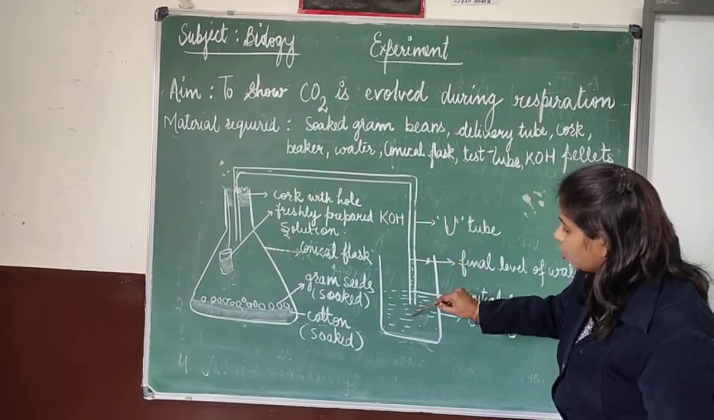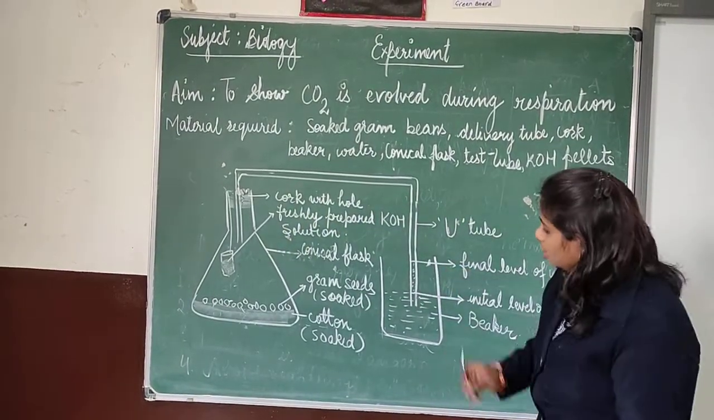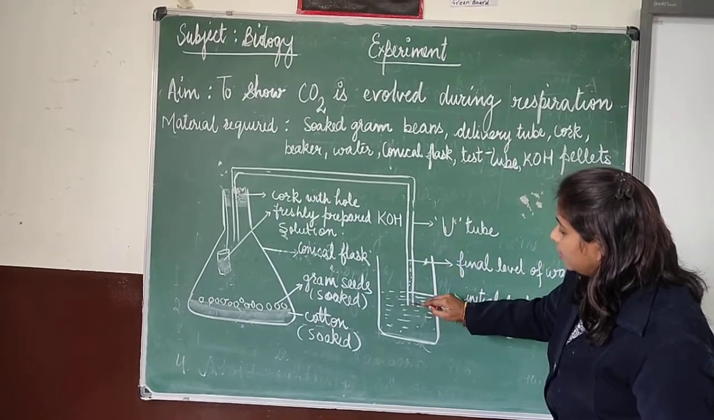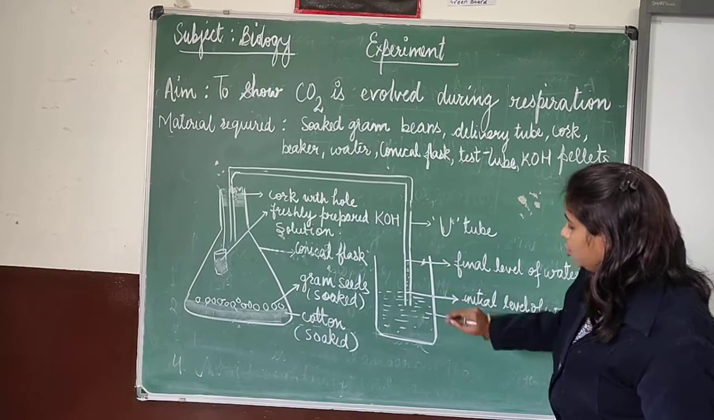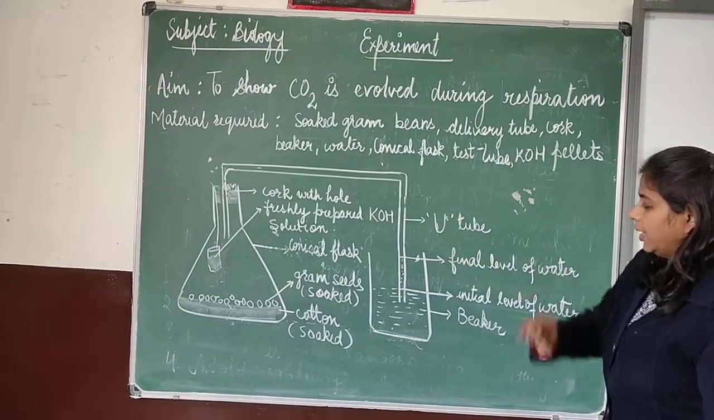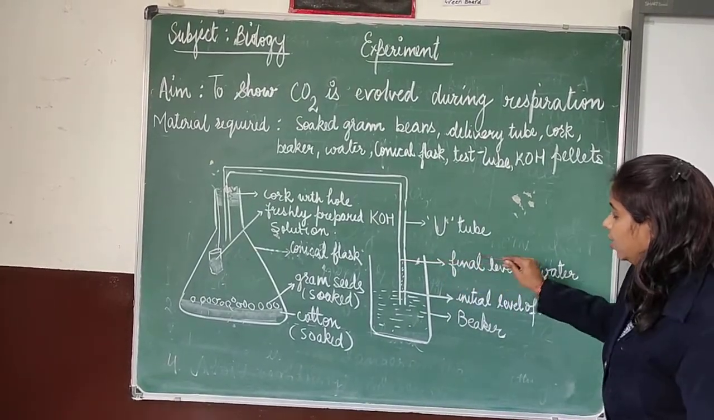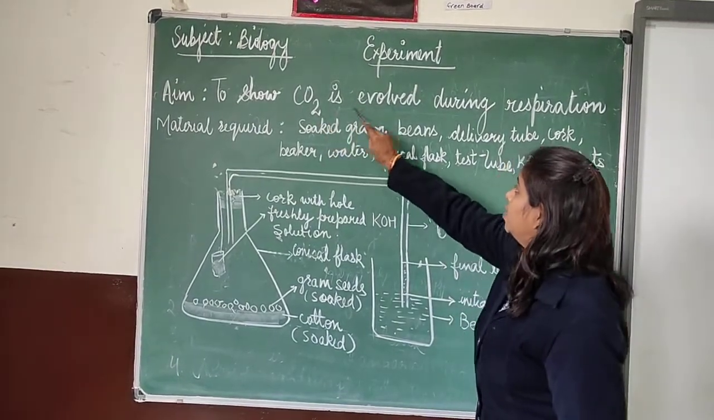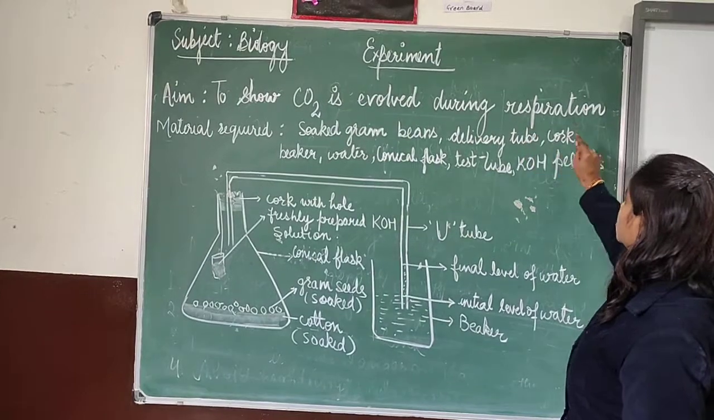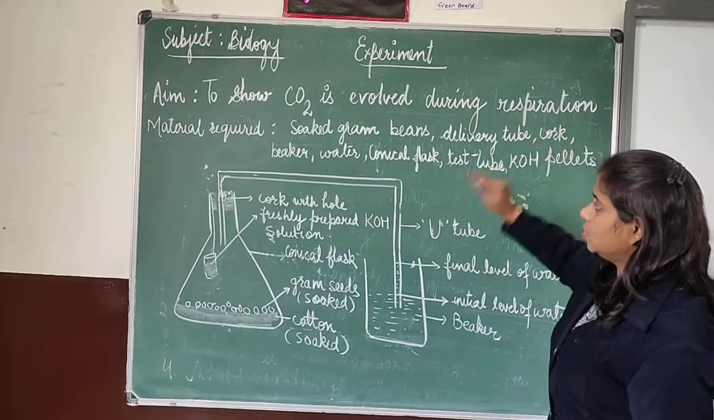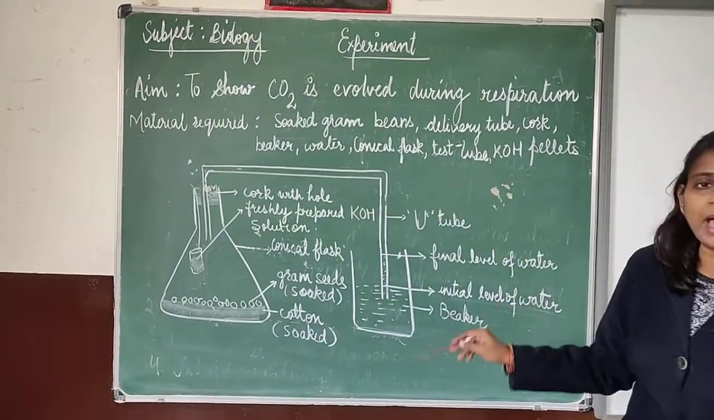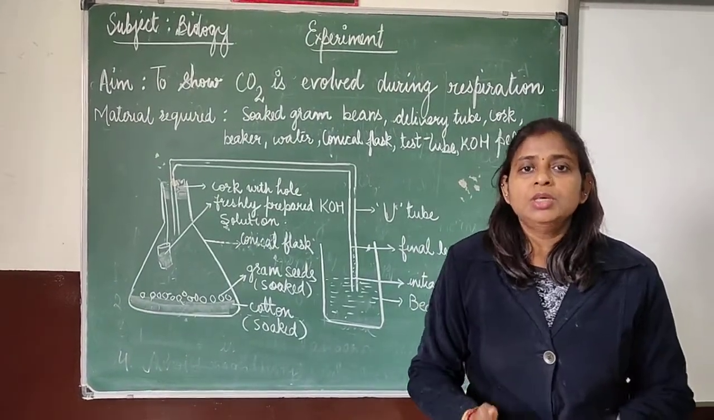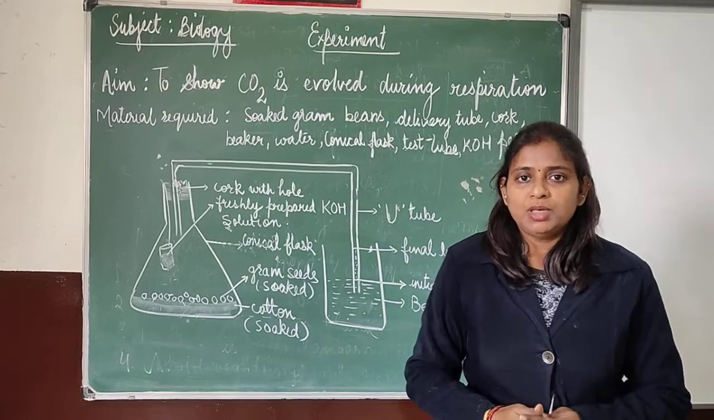This vacuum will draw water. The water will move up in the delivery tube, raising the level in the delivery tube from initial to final. And this final level will tell you that carbon dioxide is evolved during respiration. So this is the whole experiment. I hope you all have understood this concept, how to find out that carbon dioxide is evolved during respiration.